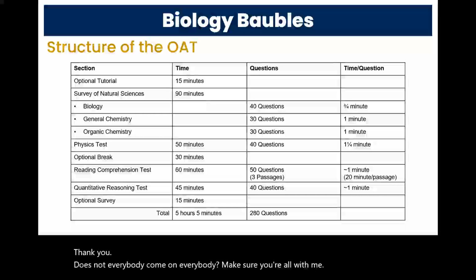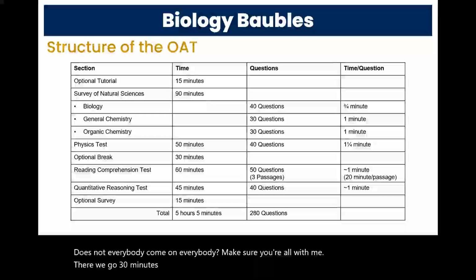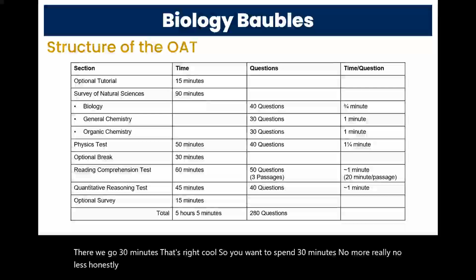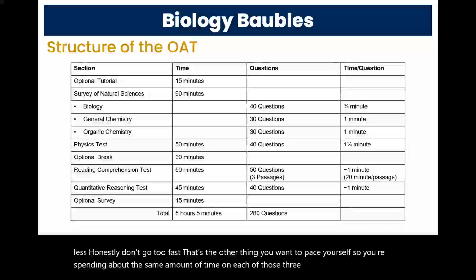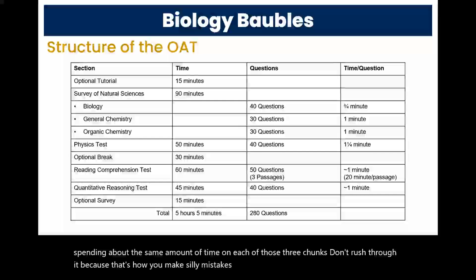There we go. 30 minutes. That's right. Cool. So you want to spend 30 minutes, no more, really no less, honestly. Don't go too fast. That's the other thing. You want to pace yourself so you're spending about the same amount of time on each of those 3 chunks. Don't rush through it because that's how you make silly mistakes. And we'll see some of that probably happen today.